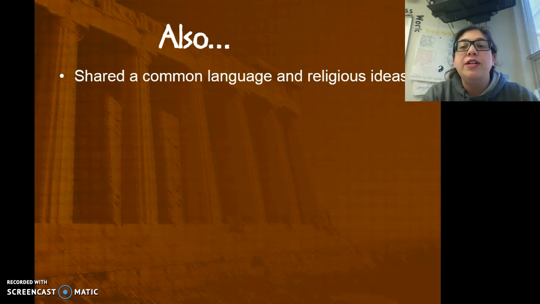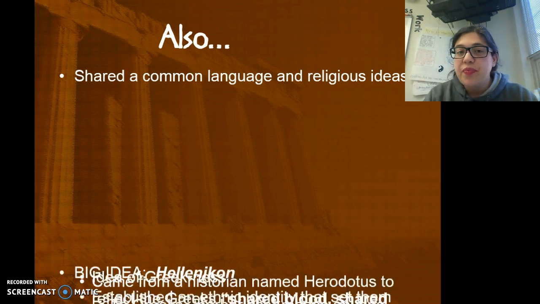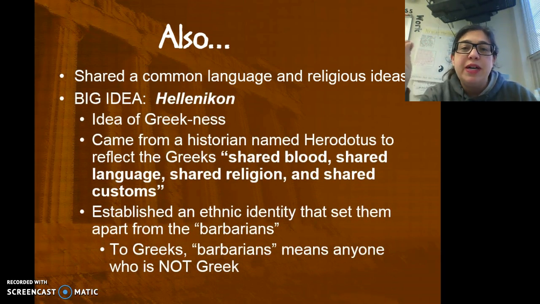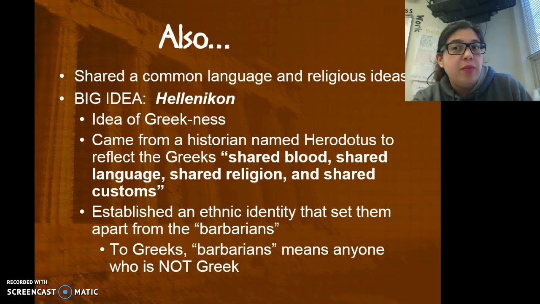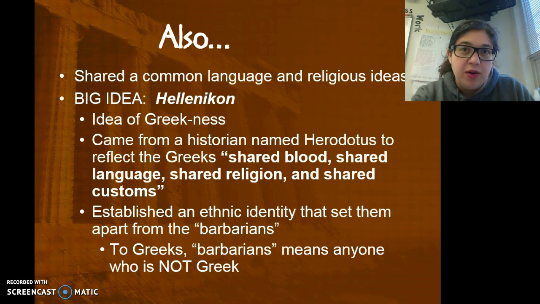Lastly, they all shared a common language and common religious ideas throughout all of the city-states. And they shared this big idea of Hellenikon. Remember, we said that the root Hellen means Greek. So this is the idea of Greekness, that everybody in Greece is Greek, as compared to being barbarians like the other people who are not Greek.